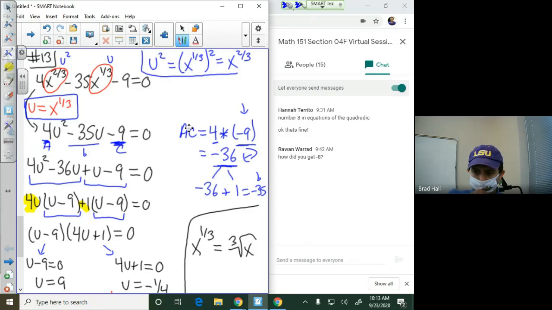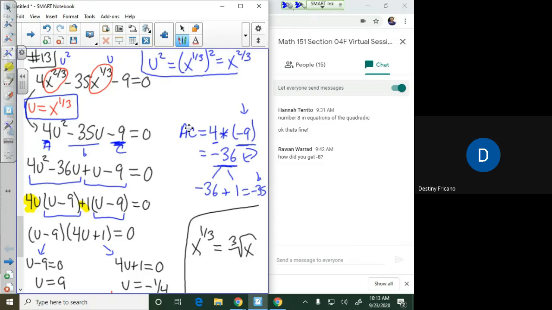So if you're having issues seeing the AC method, you could probably find a pretty good tutorial online to clarify some of the loose ends if you need to. But that's the motivation why I did it this way, this problem.